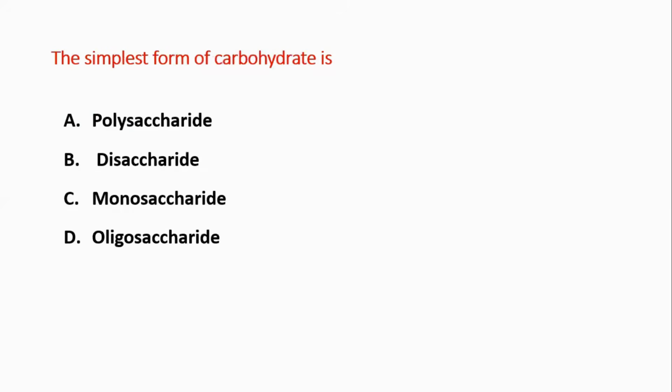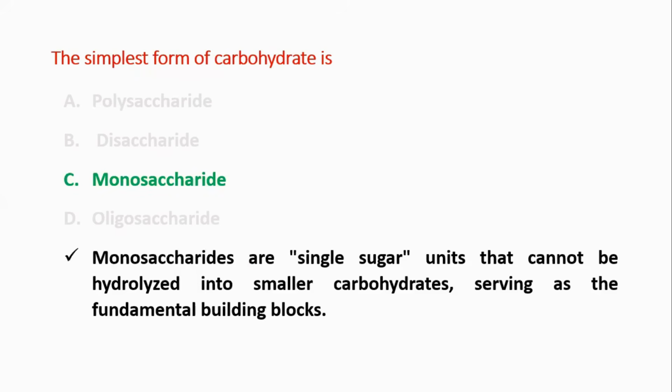Second question. The simplest form of carbohydrate is: polysaccharide, disaccharide, monosaccharide, or oligosaccharide? Pay attention and have a look towards the options. Try to guess what is the right answer. And the right answer is monosaccharides. Monosaccharides are the simplest units of carbohydrate.